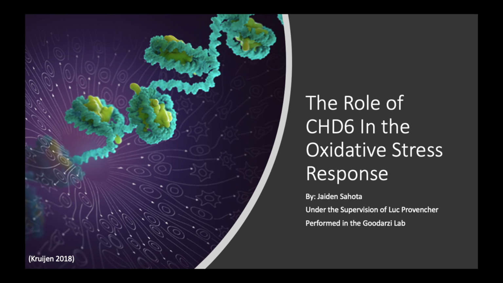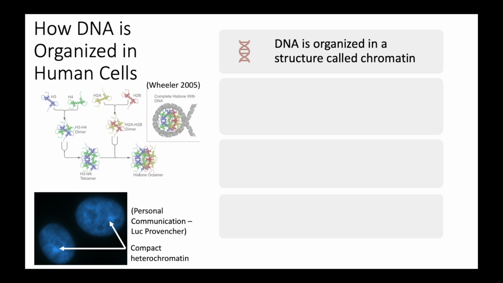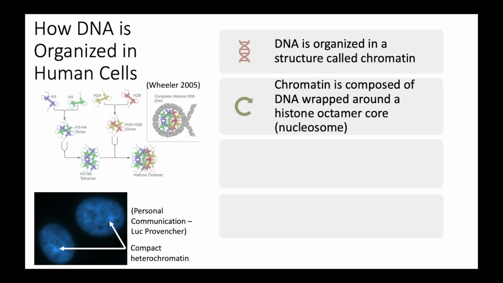My project aims to find the role of CHD6 in the oxidative stress response. DNA is organized in a structure called chromatin. The structure of chromatin is depicted in the figure to the left. Chromatin is composed of DNA wrapped around a histone protein octamer core, or a nucleosome. As seen in the figure, 8 proteins form a ball with protrusions sticking into the DNA.